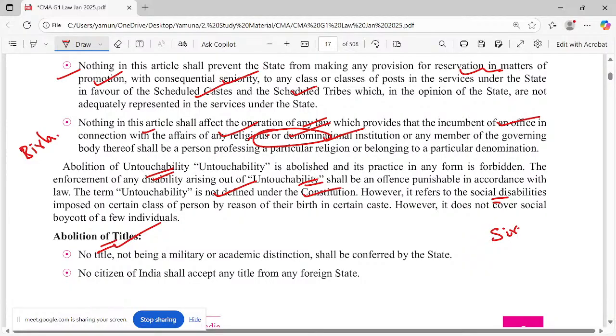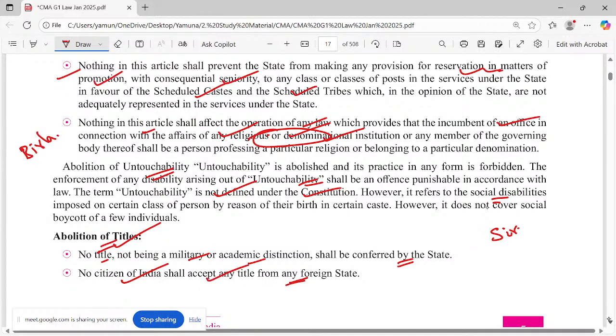But other than this, if any other government is giving you an award, you have to get the permission of the central government first. Whoever you are, if another government or another nation is giving you an award, you first have to apply to the central government and get permission, and only then can you get it. Because all nations have different rules. So, abolition of titles: no title, not being a military or academic distinction, shall be conferred by the state. No citizen of India shall accept any title from any foreign state.